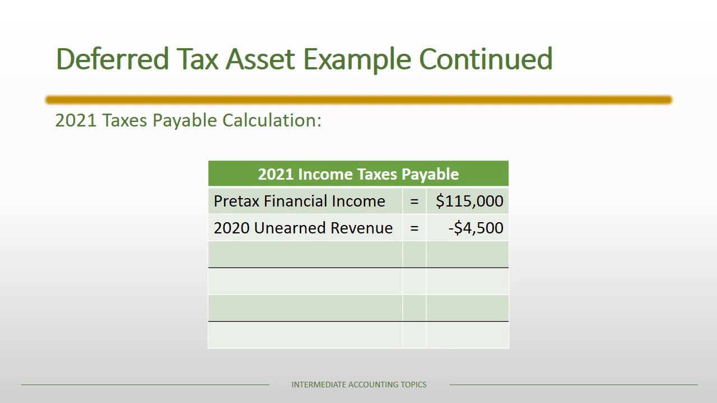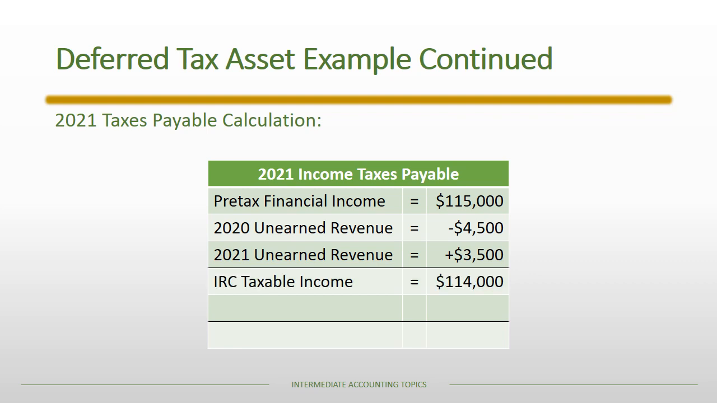And so within US GAAP, they would have recorded the $4,500 in revenue in 2021, but it would already have been recorded under the Internal Revenue Code in 2020. And so we need to subtract that off the pre-tax financial income. And of course, 2021, there's the unearned revenue, that $3,500 that was paid but not yet delivered. And so we have to add that on again in order to reconcile pre-tax financial income to taxable income. So our Internal Revenue Code taxable income is $114,000. You apply the tax rate, which gives our income tax payable of $39,900.